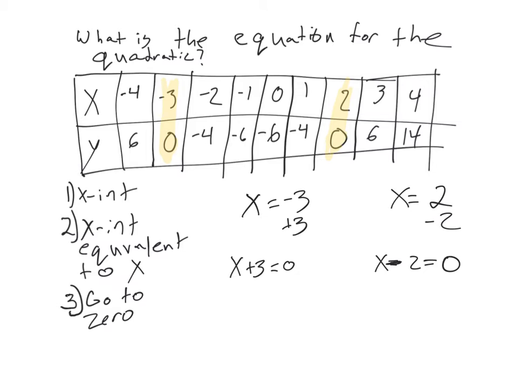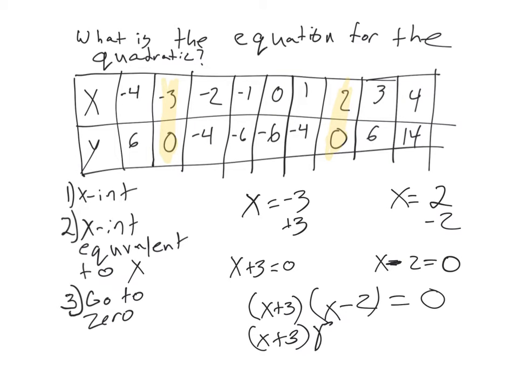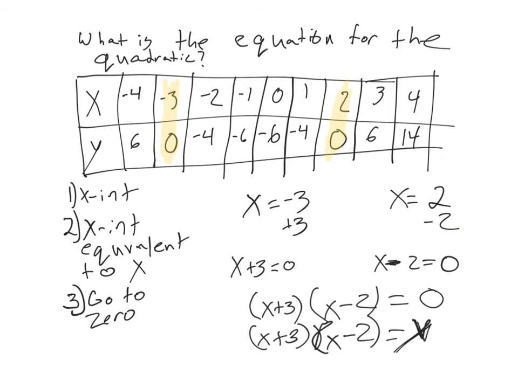Awesome. So now I have my two portions of my quadratic. And so now I say x plus 3 times x minus 2 equals 0, and then I get x plus 3 times x minus 2 equals y. Okay? And that is my equation for a quadratic from a table. Now, let's say I'm given a graph.